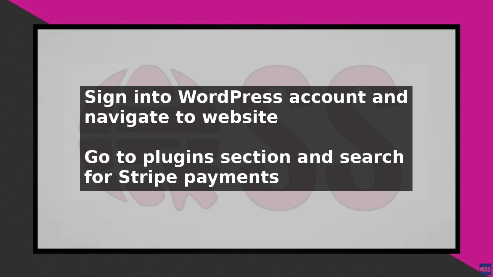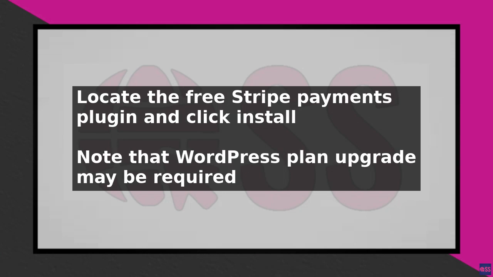To add a Stripe payment gateway to a WordPress website, start by signing into your WordPress account and navigating to the website where you want to integrate the payment system. From there, go to the Plugins section and search for Stripe Payments. The desired plugin is a free option that allows you to accept Stripe payments on your WordPress site.